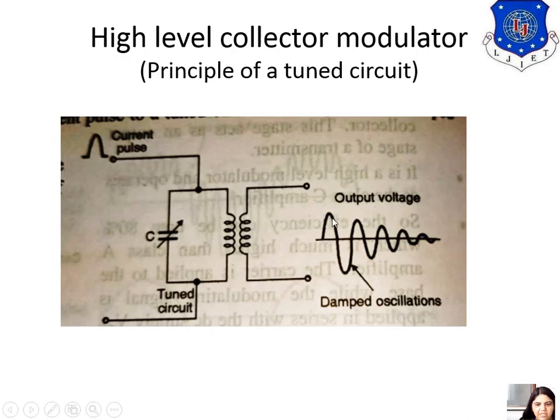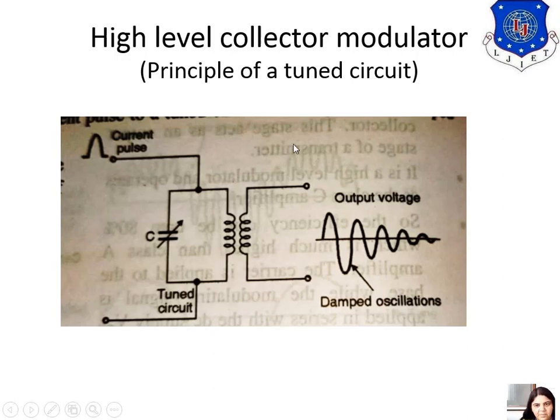The amplitude of these oscillations is proportional to the size of the current pulse. If the current pulse is large, then the amplitude variations are also very large. The decay rate is proportional to the time constant of the circuit, and this particular effect is known as the flywheel effect in the tuned circuit.